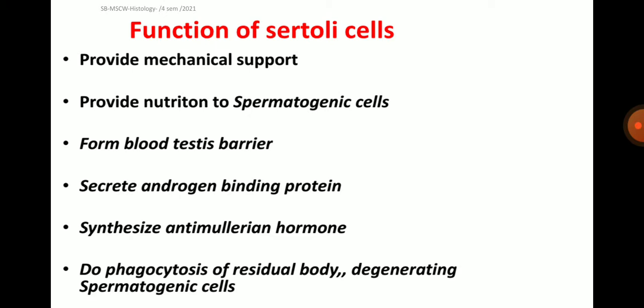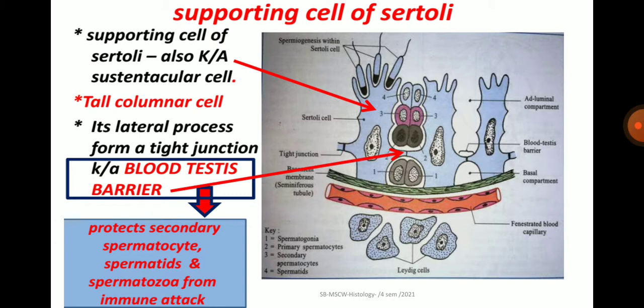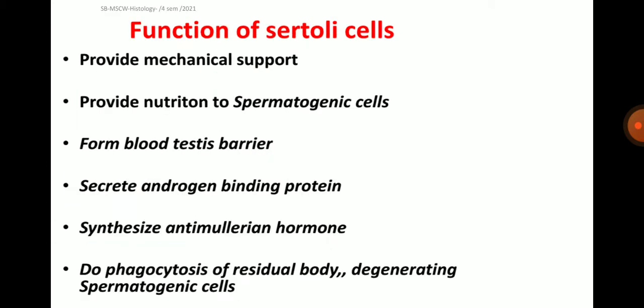So functions of Sertoli cells you can mention. These are the cells, already we have given the information. They provide mechanical support. They even provide nutrition to spermatogenic cells. They form a structure which is called the blood testis barrier, and secrete androgen binding protein, and also they synthesize anti-Mullerian hormone, and also they phagocytize the residual body and degenerating spermatogenic cells. So this is all about the Sertoli cells.